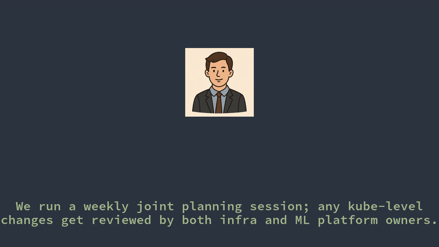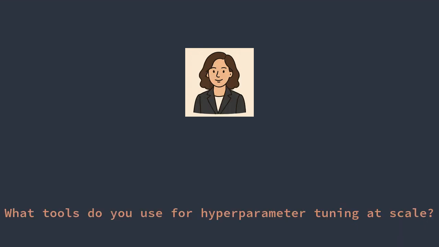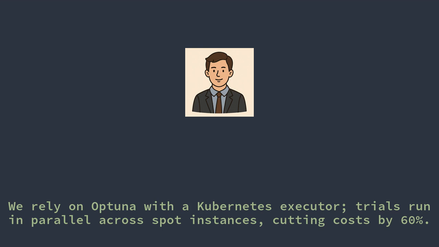How do you ensure coordination between ML engineers and DevOps for shared infra changes? We run a weekly joint planning session. Any kube-level changes get reviewed by both infra and ML platform owners. What tools do you use for hyperparameter tuning at scale? We rely on Optuna with a Kubernetes executor. Trials run in parallel across spot instances, cutting costs by 60%.